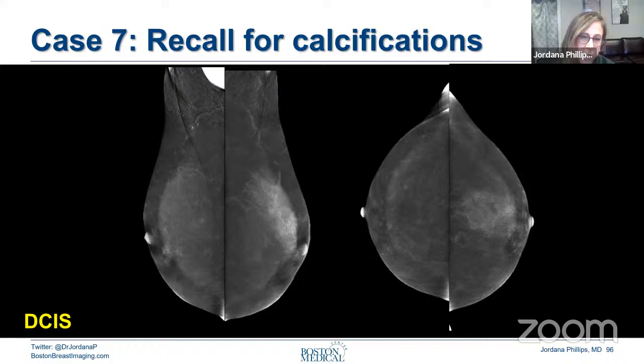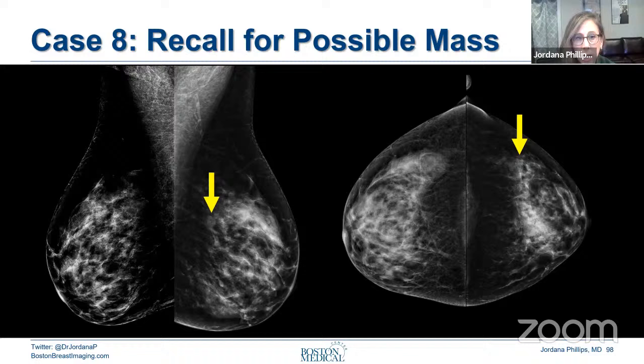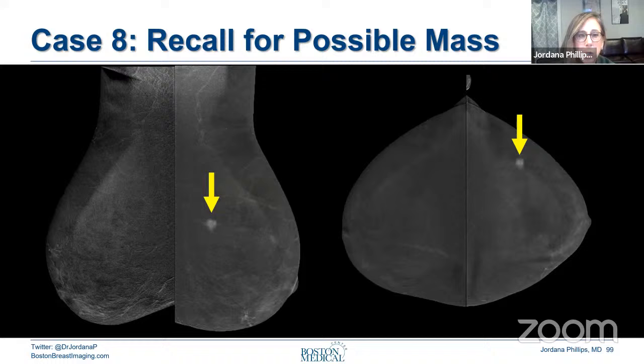This was a recall for a possible mass. So there was the possible mass. You can see it better in the upper outer left breast. You can see it better on the MLO view. When you do the recombined images, you can see that there's this very discrete mass. I mean, look at that.